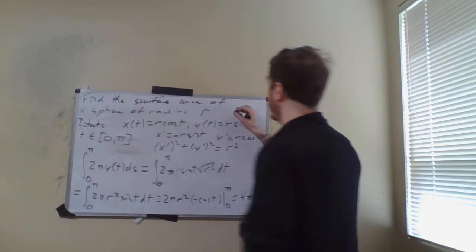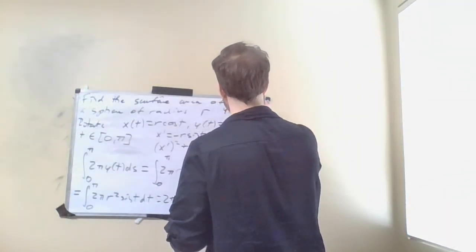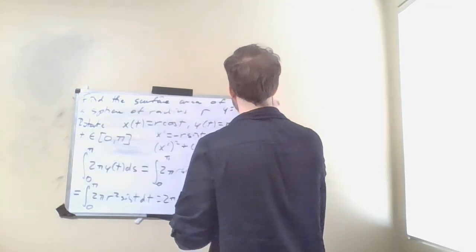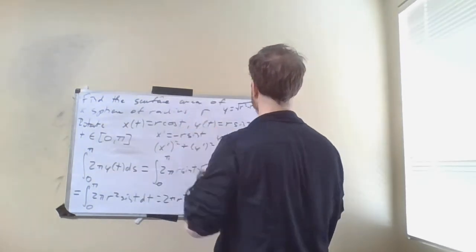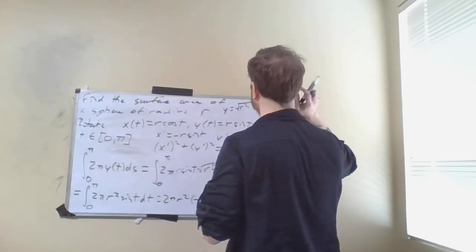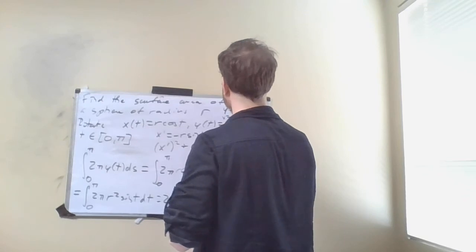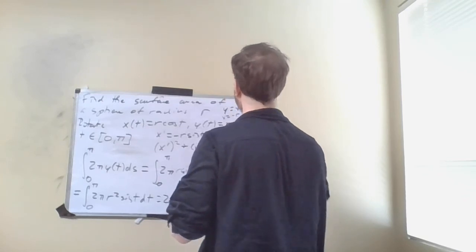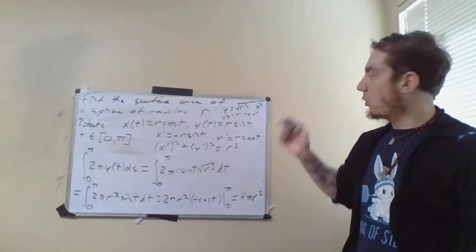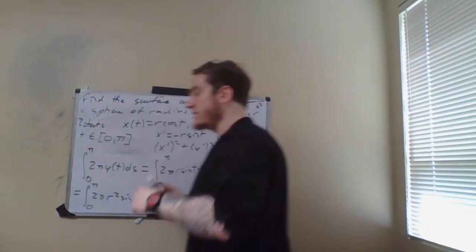So write out y equals the square root of r squared minus x squared, and then from x equals minus r to r, write out what this comes out to be when you calculate the surface area when you rotate this thing.